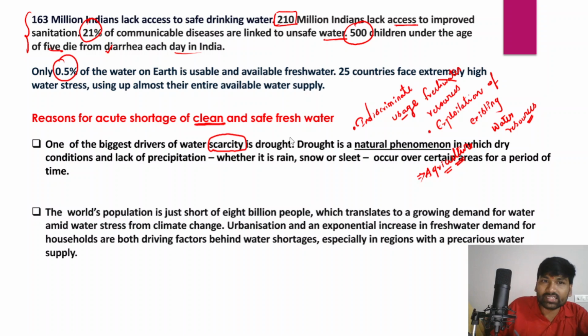One of the biggest drivers of water scarcity is frequent drought-like conditions. We all know that drought is a natural phenomenon.